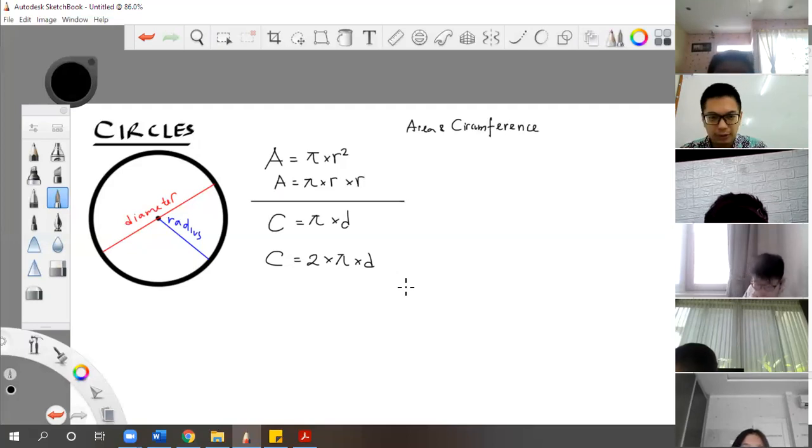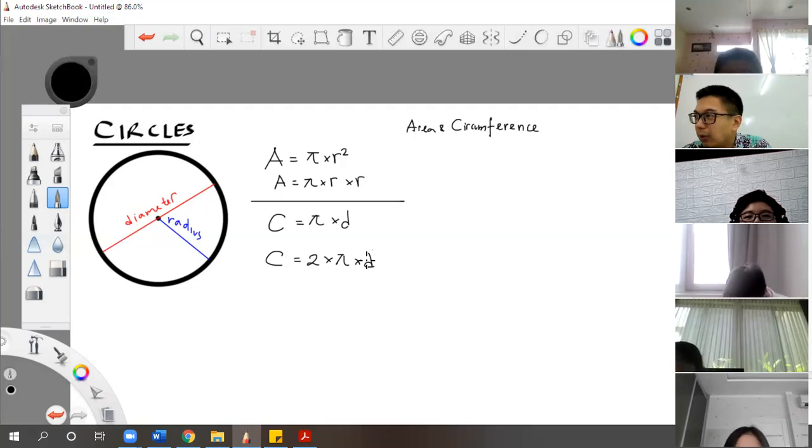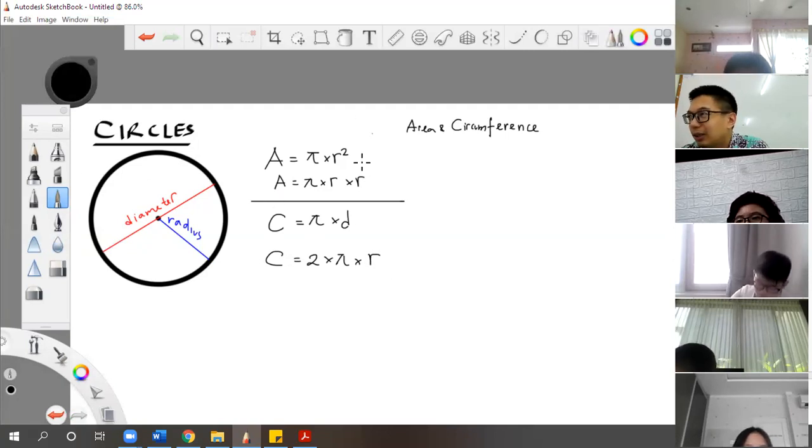Okay. Continue. Yes, Lisa. Yes, Karim. Wait, 2 times pi times diameter. Oh, thank you, radius. Thank you, Karim, for the correction. Almost wrong. So C is circumference. It is the same as perimeter.